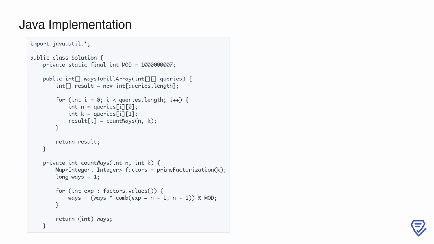The countWays method is where the main logic resides. It starts by performing a prime factorization of k using another helper function.